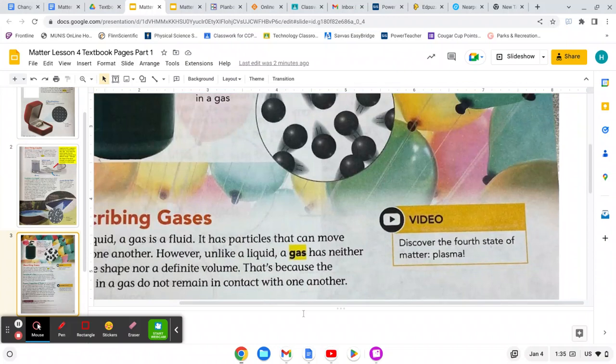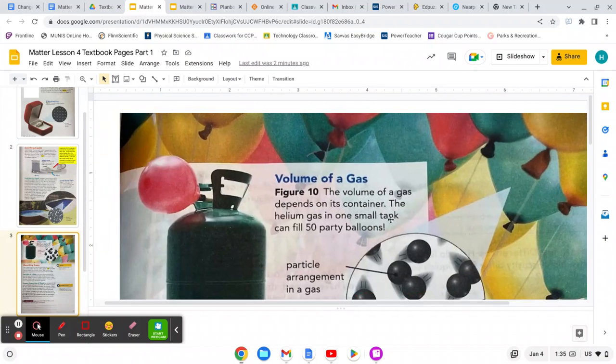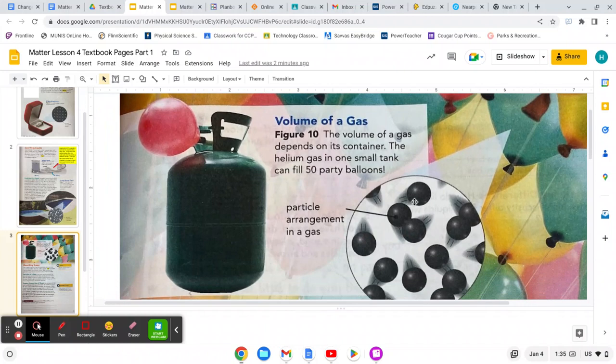So on slide number 3, we're going to talk a tiny bit about gas. There'll be more to come on that information. When we're talking about the volume of a gas, it depends on the container. A lot of times, you're probably familiar with helium balloons. They're filled from a helium tank.